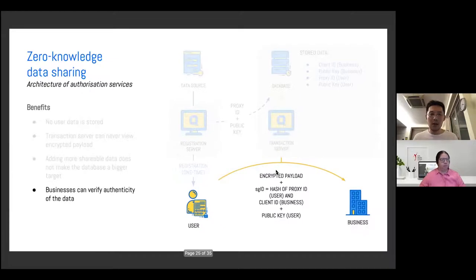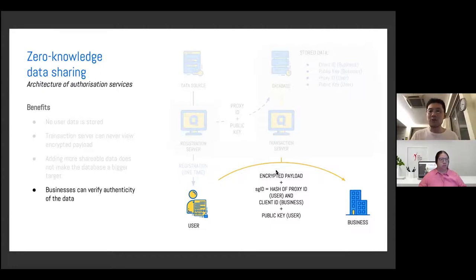From the business's perspective, you can verify the authenticity of the data because, one, you can decrypt it to make sure that, yes, only you can see it. You can use the public key that the transaction server handed to you to make sure that the data the user sent over encrypted is indeed his data and he's not sending some other random person's data over.